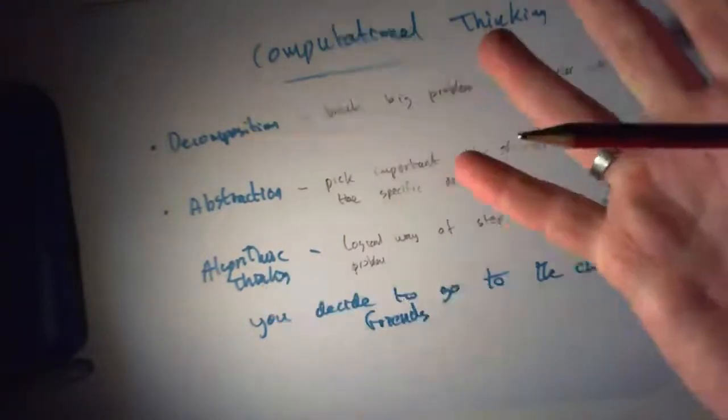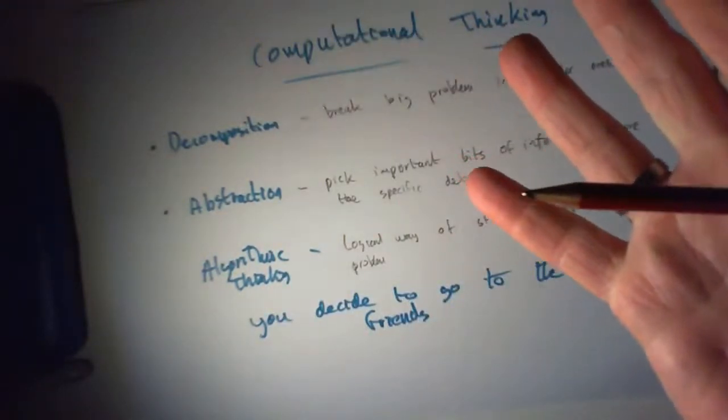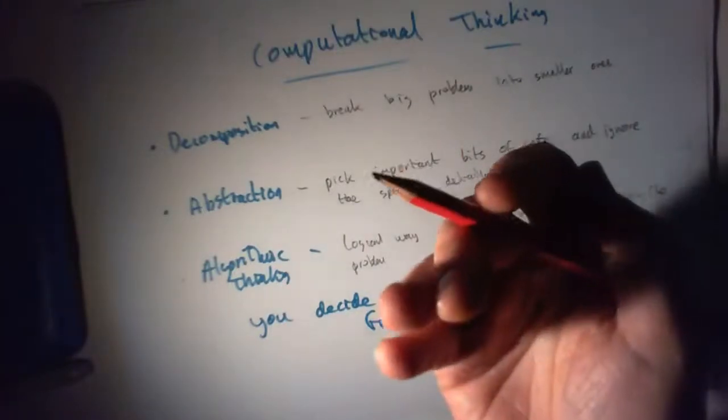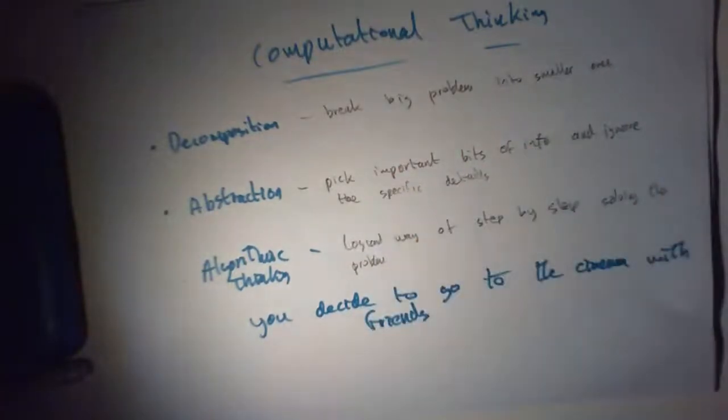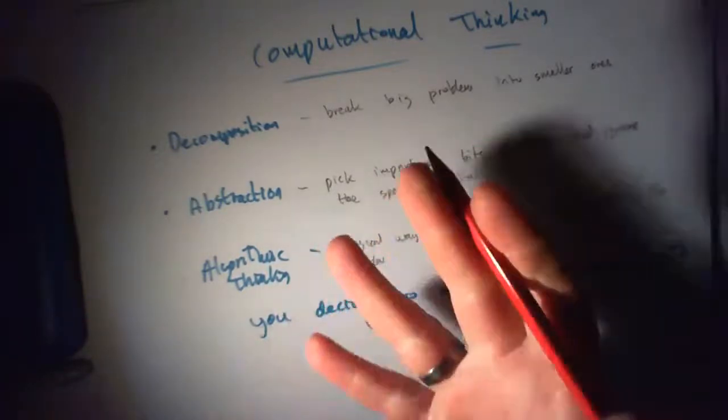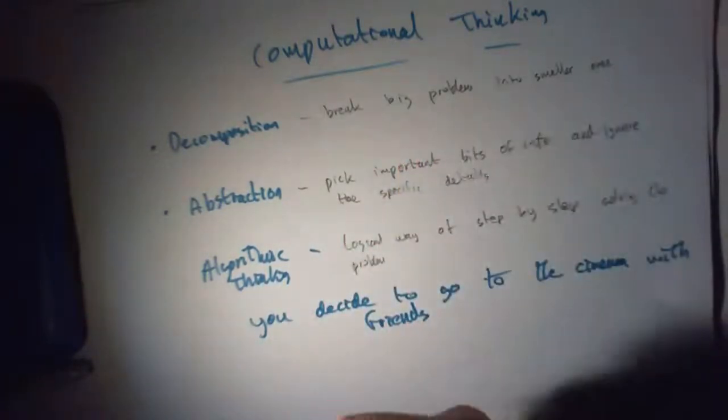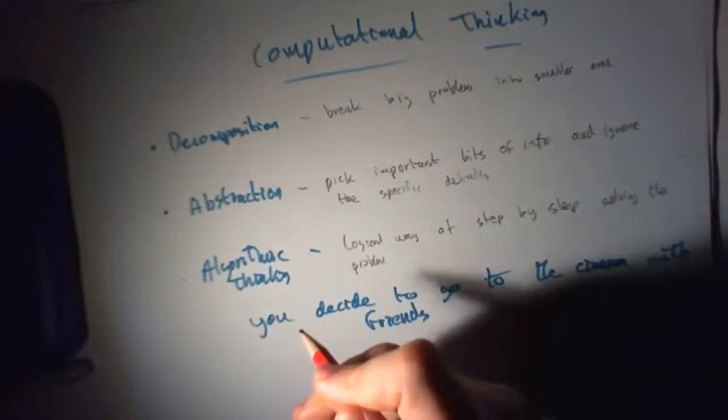What type of films are on? Straight away, you've broken down the big problem into smaller problems. The big problem is you're going to decide to go to the cinema with friends, so you all have to agree on something to go and see. So I suppose decomposing that big problem: what they're on.